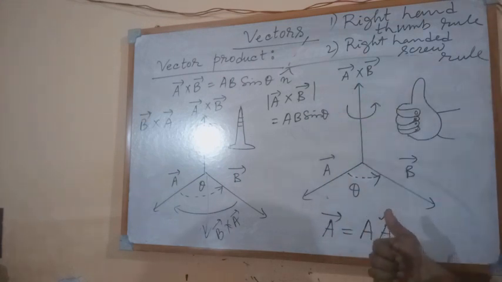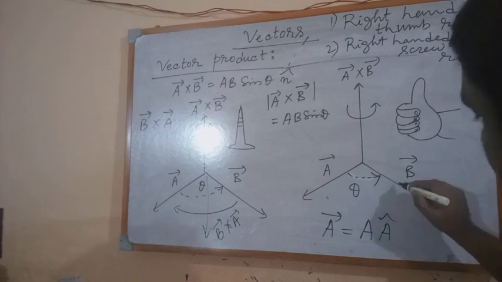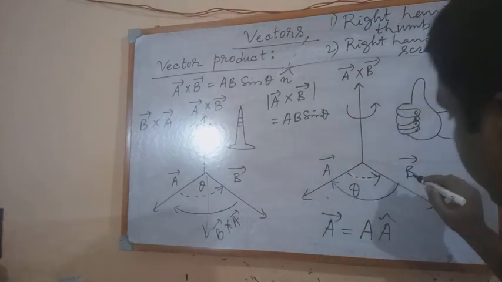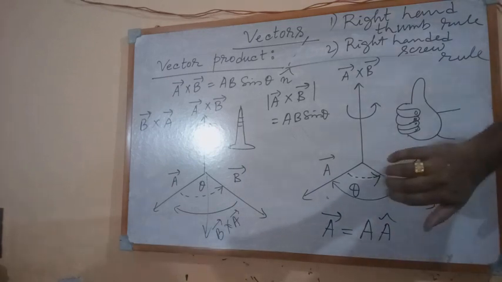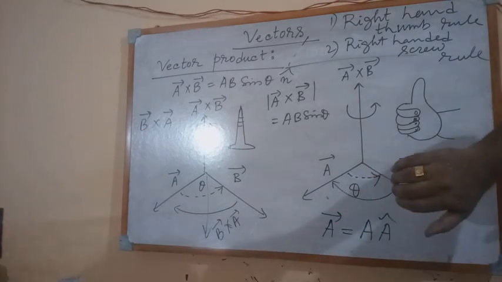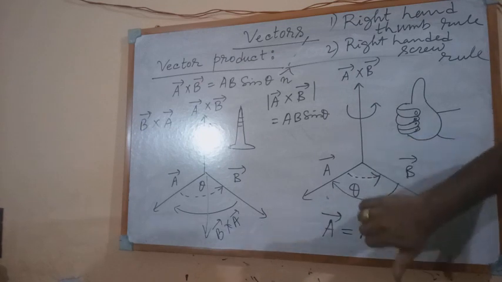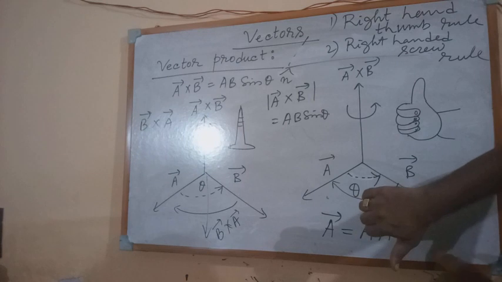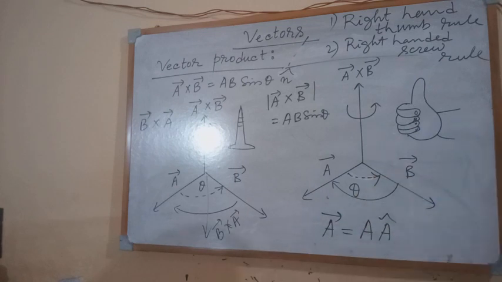And if we take the B cross A vector, then we have to take the direction of rotation of the arrow, that is from B vector to A vector. So the curl of the fingers is taken along this direction, which is similar to the direction of the arrow. Then the direction of the thumb is the downward direction, which is the direction of the vector B cross A. Okay, this is the right-handed screw rule.